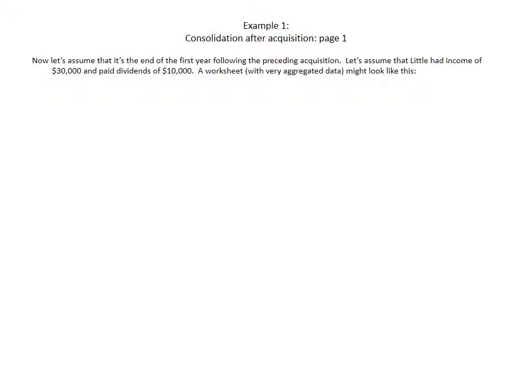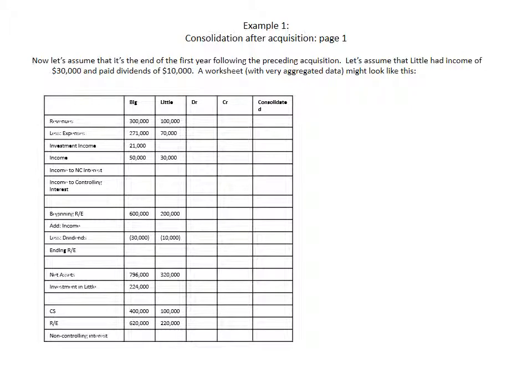Okay, let's go ahead and extend this now and say, okay, that was the date of acquisition, January 1st, 01. What happens at the end of the first year of ownership? So let's assume that it's now the end of the first year following the acquisition. Let's assume that during the year Little had income of 30,000 and paid dividends of 10,000. A worksheet with very summarized or aggregated data might look like this.